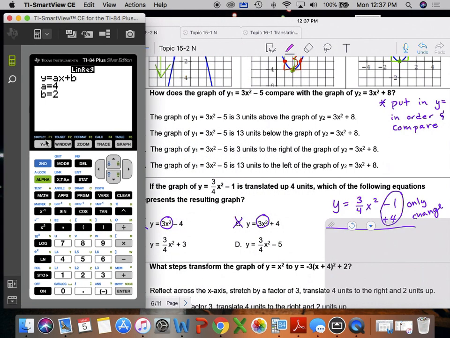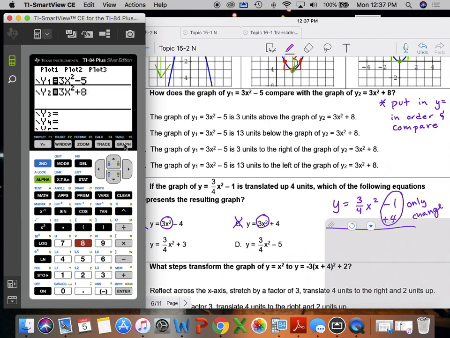Okay, so in y equals, I go to y equals up at the top. I'm going to put these in order. 3x squared minus 5 is the first equation I'm seeing, and then 3x squared plus 8. Remember, the order you put them in is the order they come out in. So y1 pops up first, y2 pops up second.